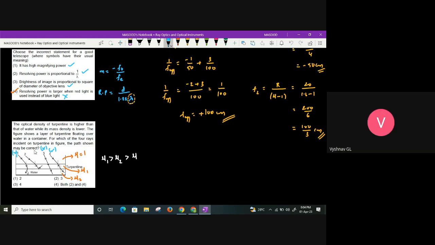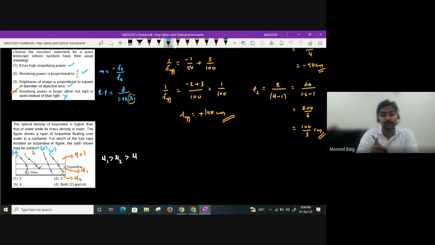Yes, sir. Why? Whenever light travels from denser medium to rarer medium, is there a possibility for total internal reflection to take place? Yes, there is a possibility for total internal reflection to take place. So both second one and fourth one will be correct. So two will be correct, four will be correct, three will be wrong. So directly I can say fourth option will be our correct option. Is that clear? It is not both second option and fourth option, guys. It is both two and four.